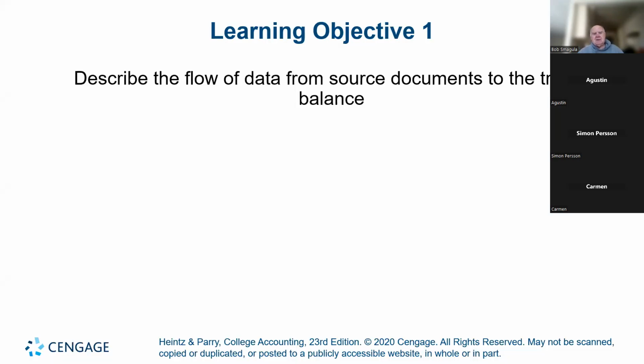So let's take a look here. They're talking about describing the flow of data from source documents to the trial balance. What do they mean by source documents? They mean a piece of paper. They mean paperwork. A source document can be an invoice. It can be a sales ticket. It can be a receiving report from downstairs on some goods you got into the business. It could be a copy of an email or a printout of a text. Usually there is some kind of paperwork involved with every journal entry, okay?